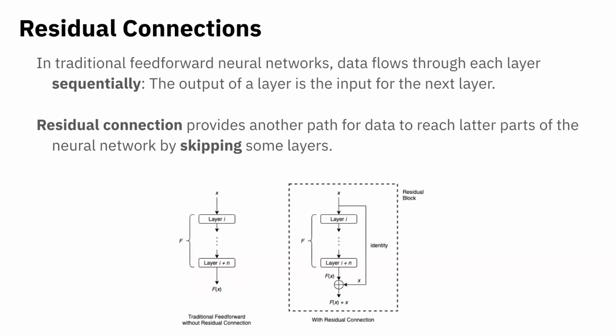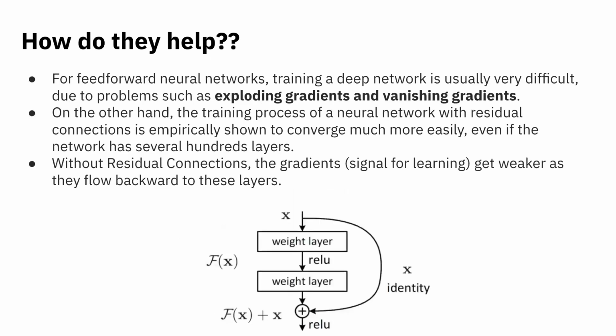So especially for your homeworks, I think you know that when you made the def forward function in it, your data flows through each layer sequentially, right? Like it just goes from one layer to the next layer to the next layer. Okay, so residual connections, or the other name for it is skip connections. They provide another path for the data to reach the later part of the neural network.